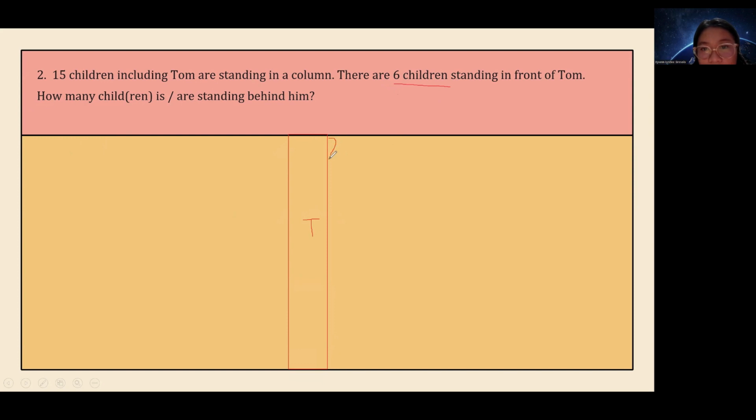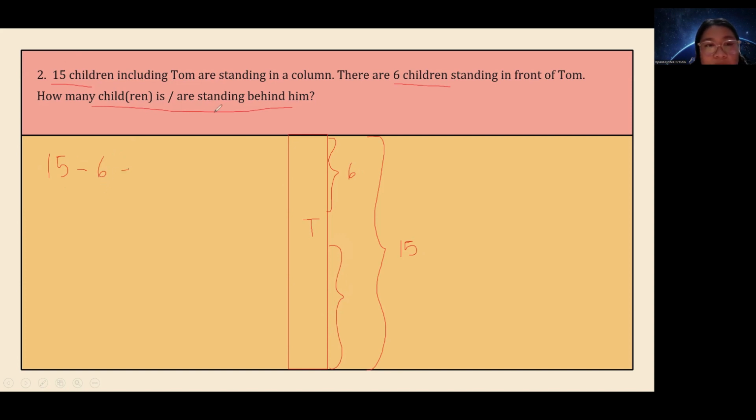Okay, let's write it here. There would be 6 children in front of Tom, and the total number of children altogether in the line is 15. Now, the question is asking how many children are behind Tom. So this is the number of children that we should get. To do that, we just simply have to subtract, right? Subtract from the total number of children, which is 15, 15 minus 6, the children in front of Tom.